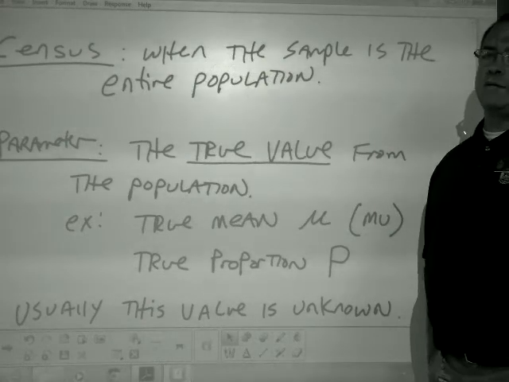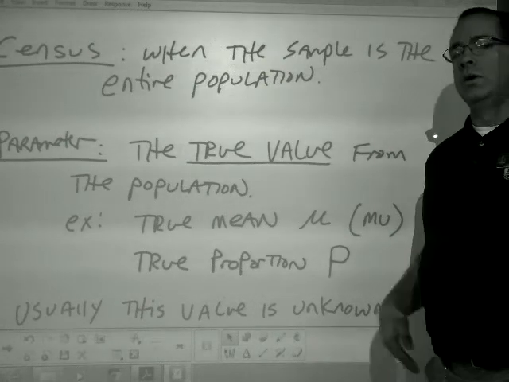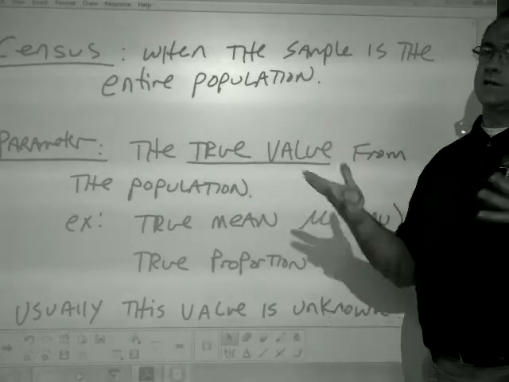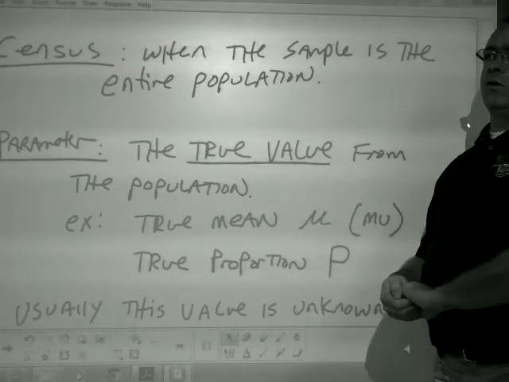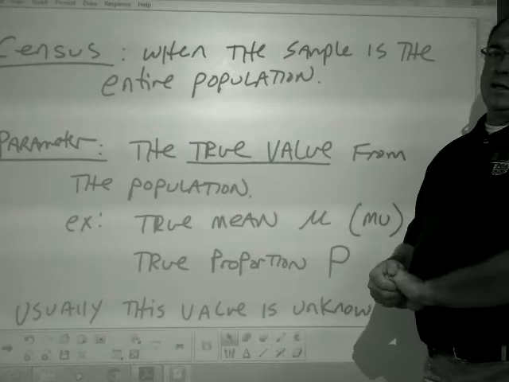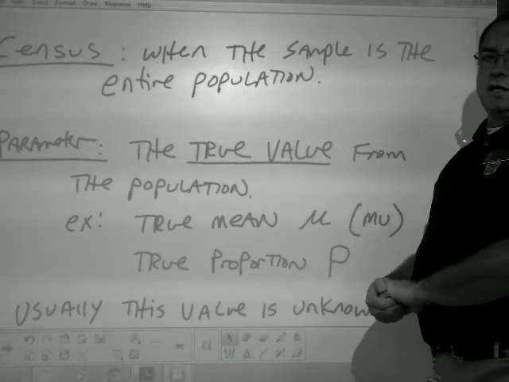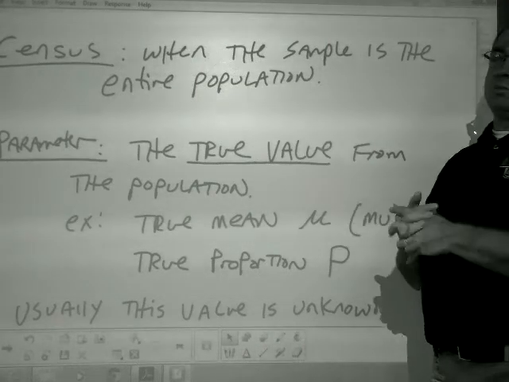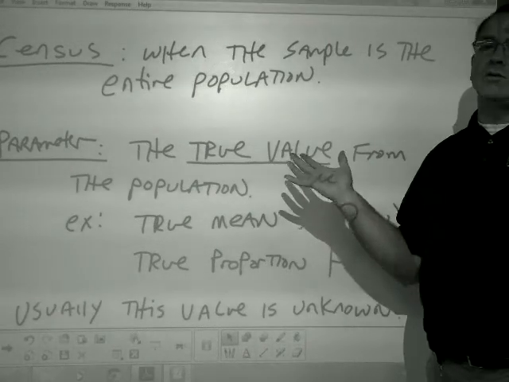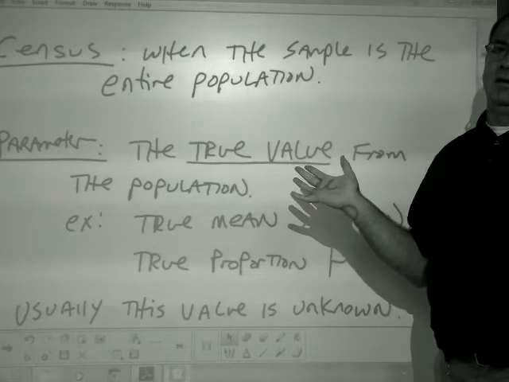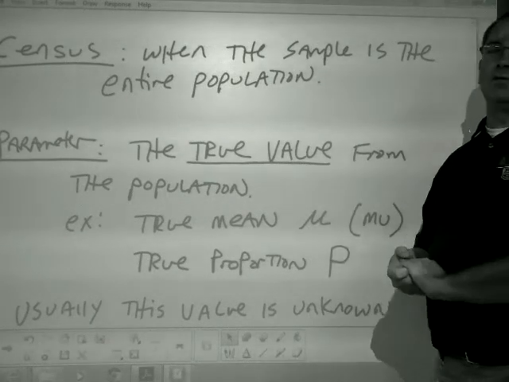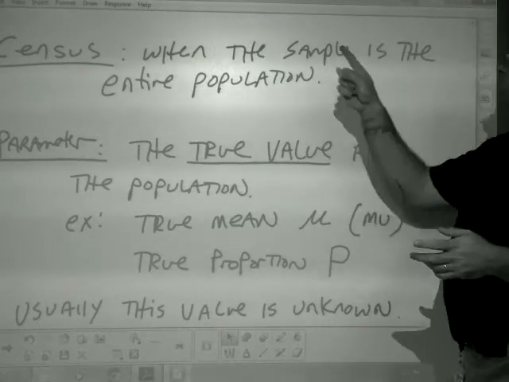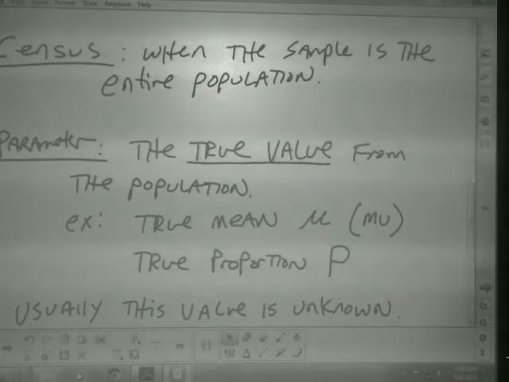So if I want to know the average age of a teacher at Greece High School, there's only about 100 of us, I would just go out, survey everybody, and take a census. If I wanted to know the proportion of students at Arcadia High School that have a pet in their house, taking a census would be kind of tough because there's over 1,000 kids here. Census in that case would be kind of too tedious. But census is if your sample is the entire population.